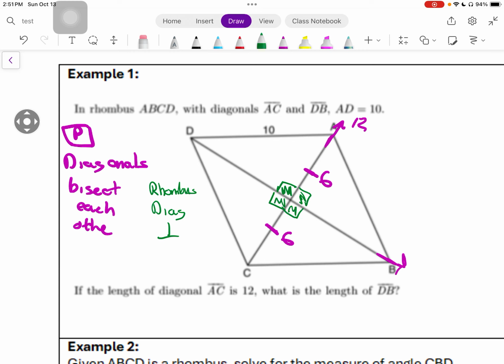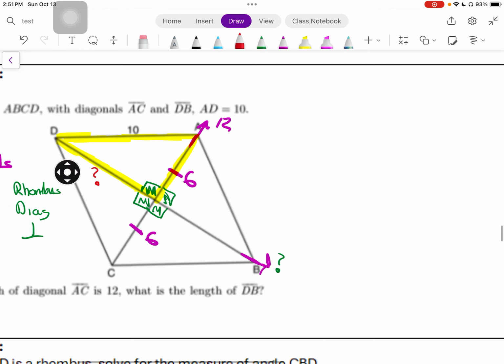So now, how does that help me? How does that help me get closer to figuring out what the length of this diagonal is? Well, we are going to use this right triangle here in order to help us find this piece over here. If we can find this piece over here, we can find the length of the entire diagonal because we know that it's bisected. So that right triangle that we have here, there is a 10 here, there's a 6 here, and what we're looking for is going to be over here.